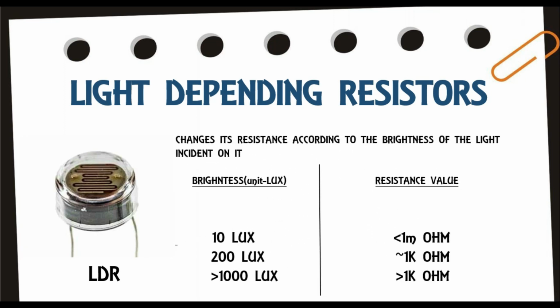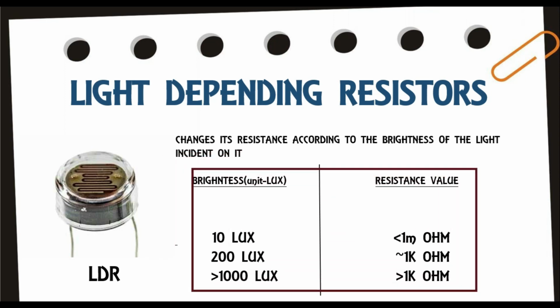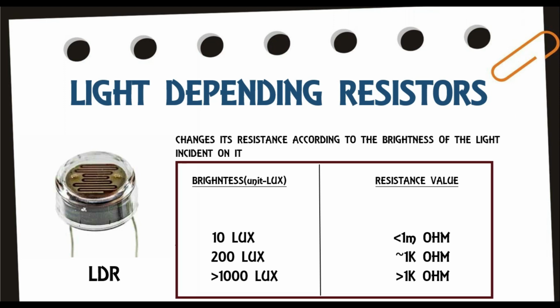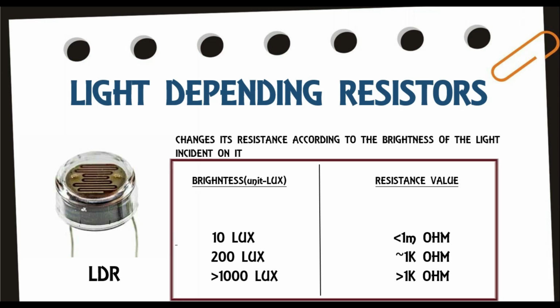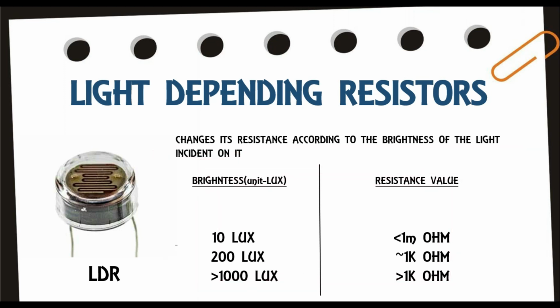LDRs are simply resistors that have a special type of functionality in them, that is, they change their value according to the intensity of incident light on them. First, let's understand this table. So this table shows that when the brightness of light increases, the value of resistance increases, and when the brightness decreases, the value of resistance also decreases. So didn't you all find this stuff interesting, as we can create many mini projects using this. We'll also create, don't worry.